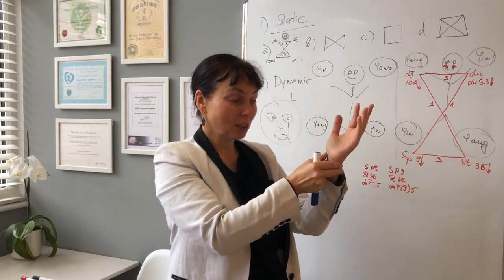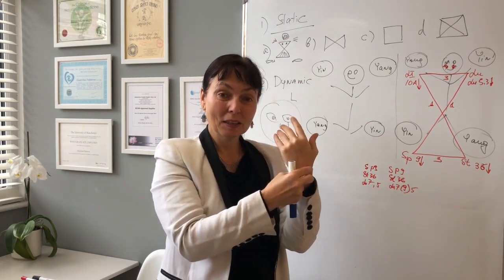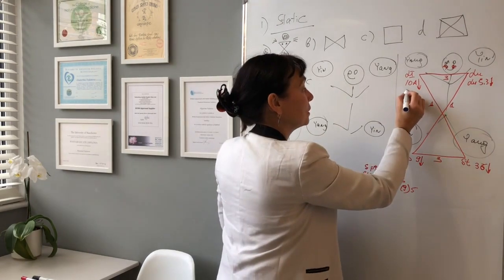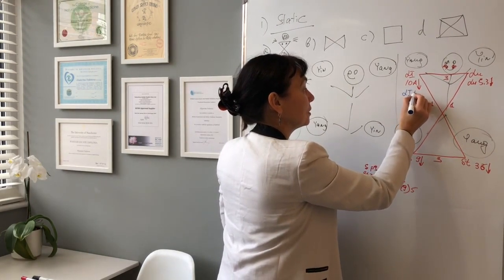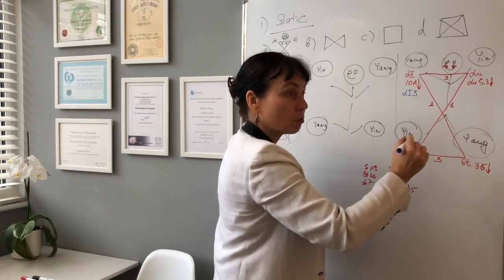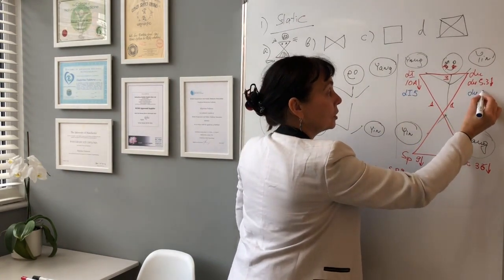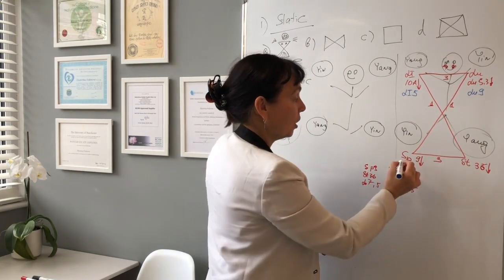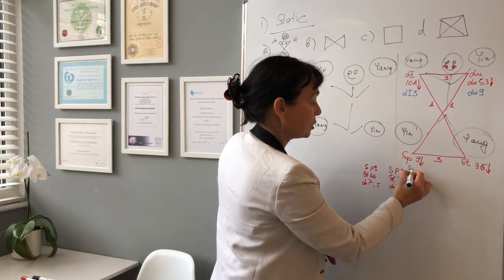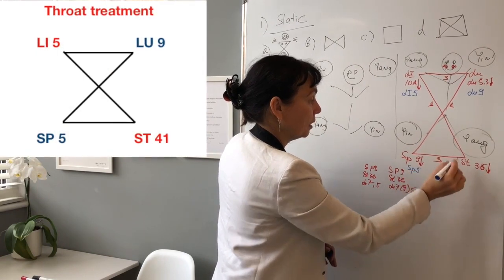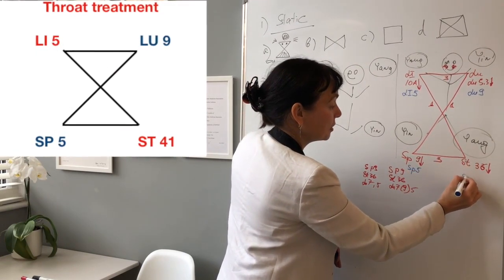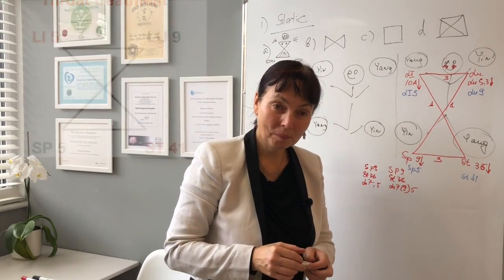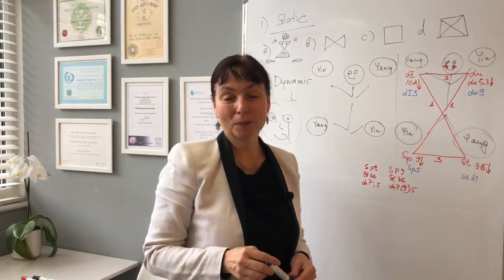The throat is around large intestine 5 and slightly lower. Put large intestine 5. The throat is about lung 9. The throat on spleen is on spleen 5, and on stomach meridian, stomach 41. Agree? The pain will go away.